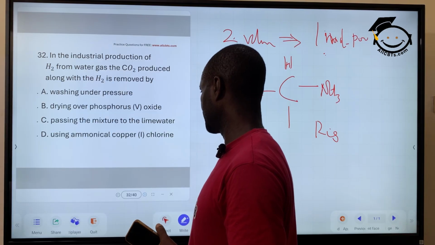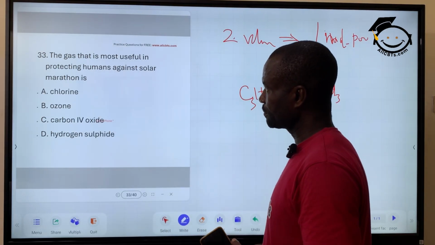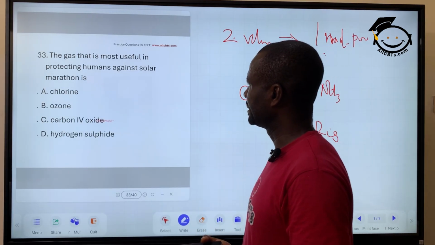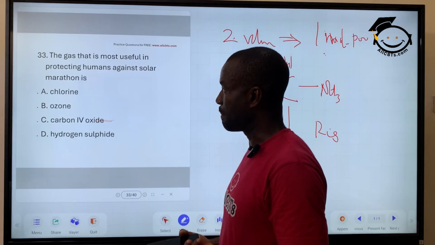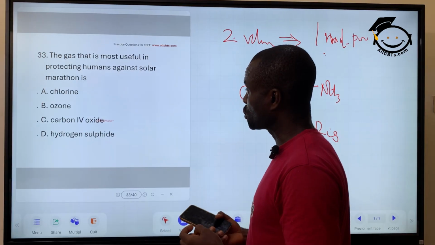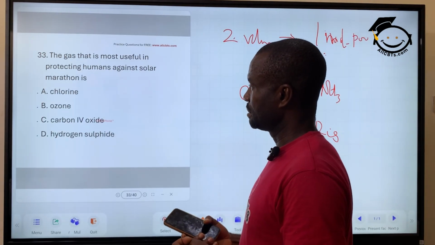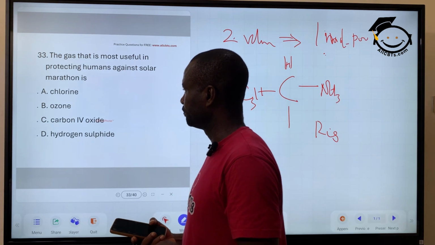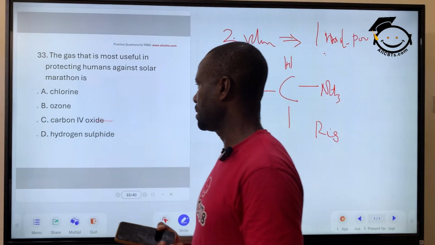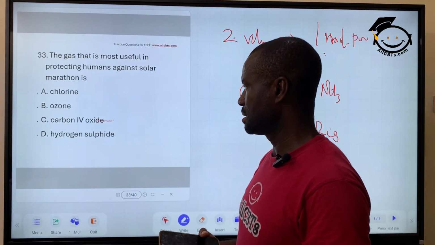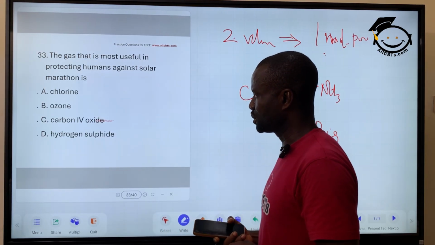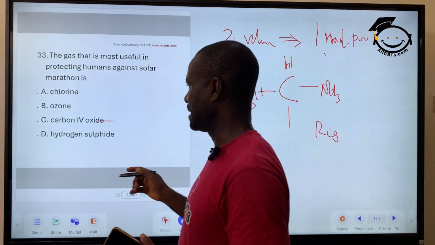Number 33. The gas that is most useful in protecting humans against solar radiation is A. Chlorine. How can chlorine protect humans from solar radiation? B. Ozone. C. Carbon dioxide. Then D. Hydrogen sulfide.